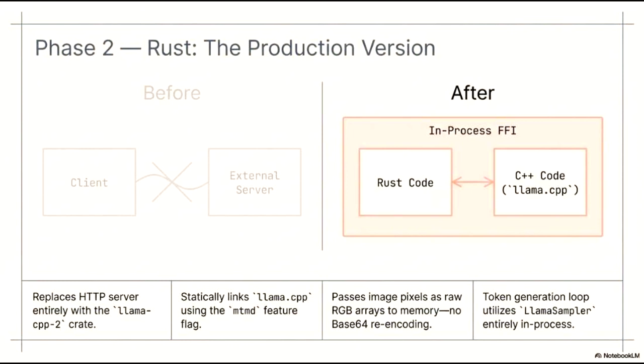We have entirely replaced the HTTP server overhead by utilizing the Llama CPP2 crate, and we ensure tight integration by statically linking llama.cpp using the MTMD feature flag. For data handling, we have eliminated the need for base64 re-encoding. Image pixels are now passed directly into memory as raw RGB arrays, significantly reducing latency. Furthermore, the token generation loop is now fully optimized, utilizing Llama Sampler entirely in process. This streamlined architecture minimizes communication overhead and provides a high-performance foundation for our production environment.